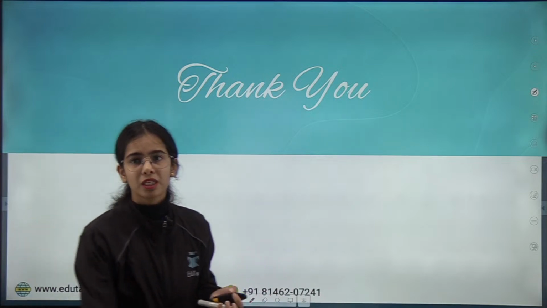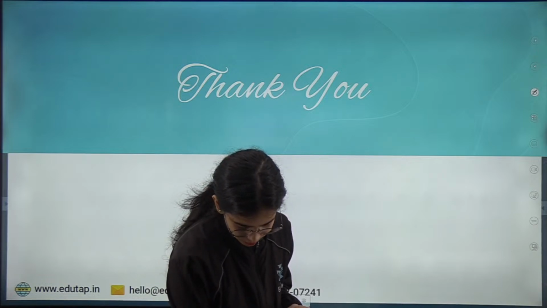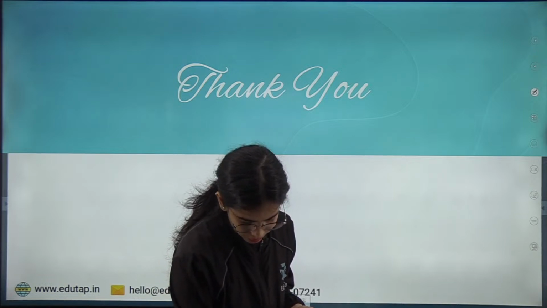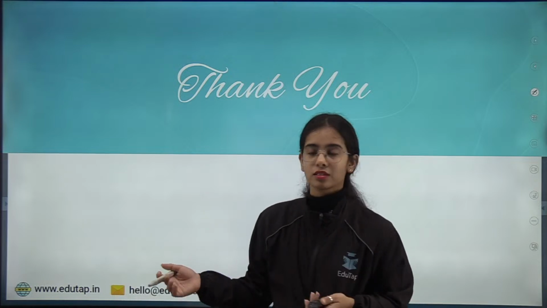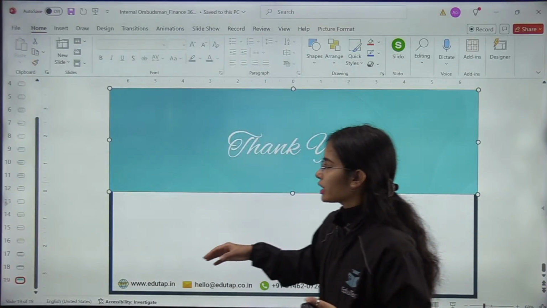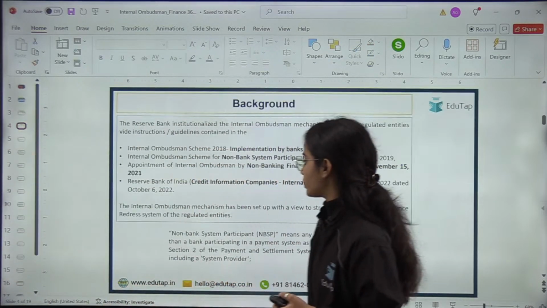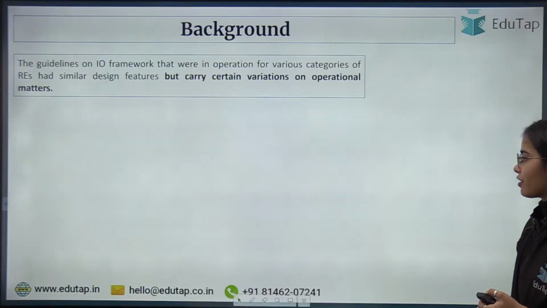Ma'am, if applicability... Yes, it is said in the starting itself that even if on a later date the applicability is ceasing, still the bank will have to follow it. Still the entities will have to follow it.